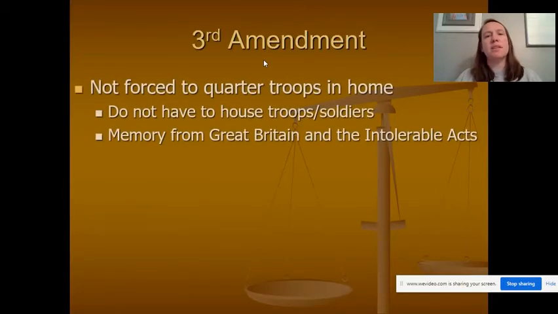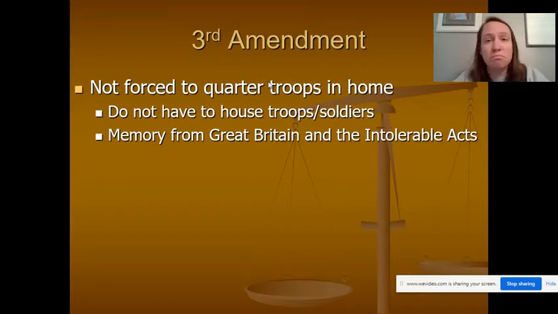Number three is kind of weird, and some people are like, why don't they just take it out? Well, you can't really just take one out. And honestly, it being the third thing should show you how important it was at the time. Because if you're making a list of 10 things, the number 3 thing you write, that's going to be pretty big, right? That's why it's in the number 3 spot. So basically what this is, no quartering of troops in home.